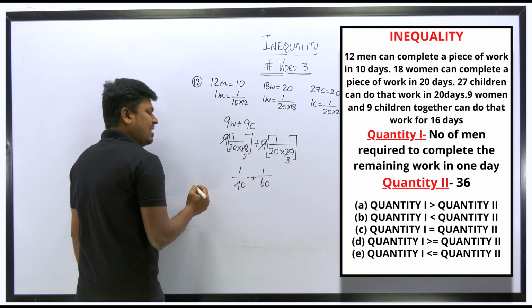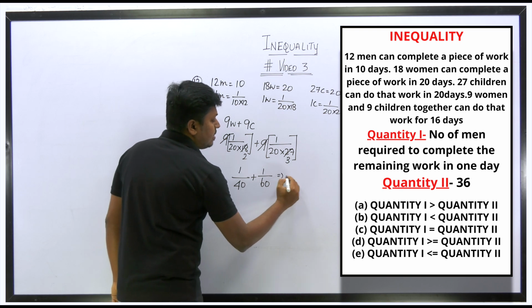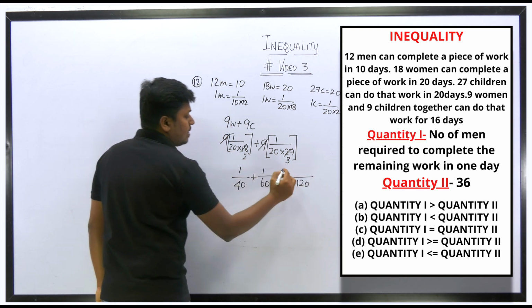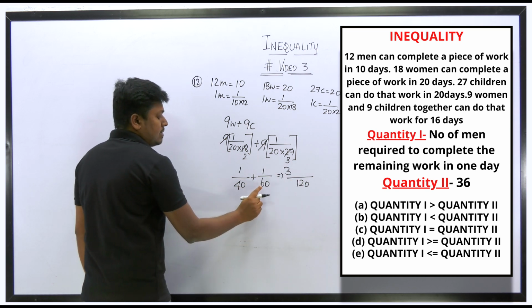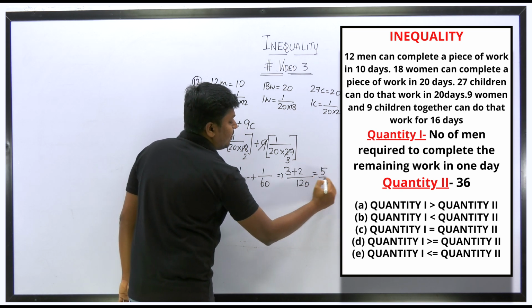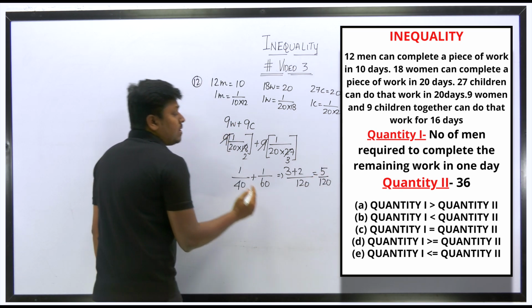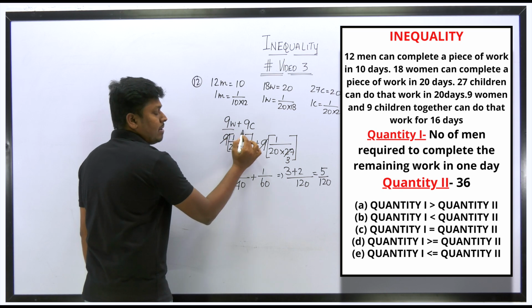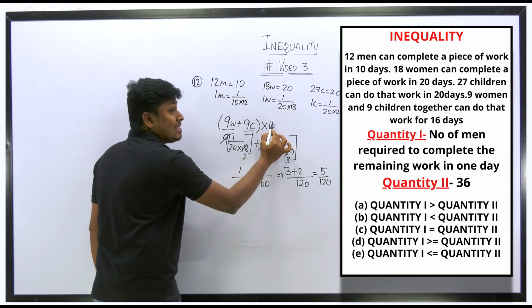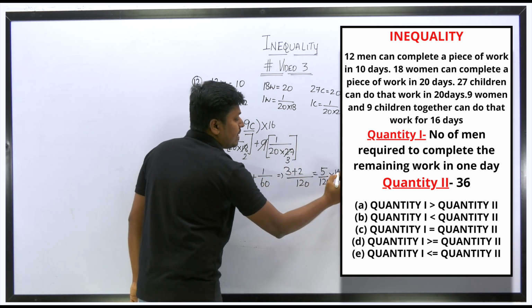So I think we can take an LCM as 120 here. So if you take 120 as LCM, 40 into 3 is 120, so 3, and 60 into 2 is 120, so plus 2. So the resultant will be 5 by 120. So they are doing in how many days? So 9 women and 9 children, totally how many days have they worked? They have worked for 16 days. So multiply this by 16.